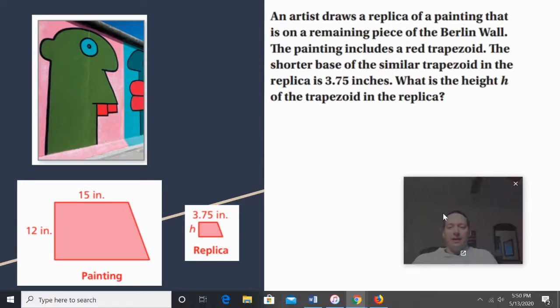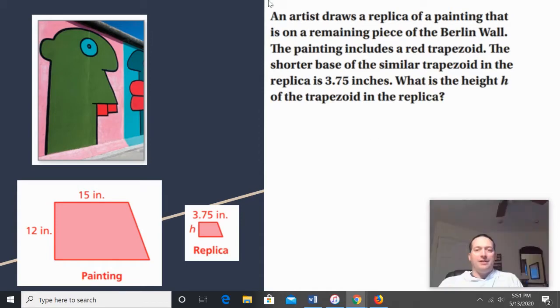That leads us to the final question: how do we apply some of this stuff? An artist draws a replica of a painting that is on a remaining piece of the Berlin Wall. The painting includes a red trapezoid. The shorter base of the similar trapezoid in the replica is 3.75 inches. What is the height of the trapezoid in the replica? Okay, so the original one is right here. It's 12 inches by 15 inches.